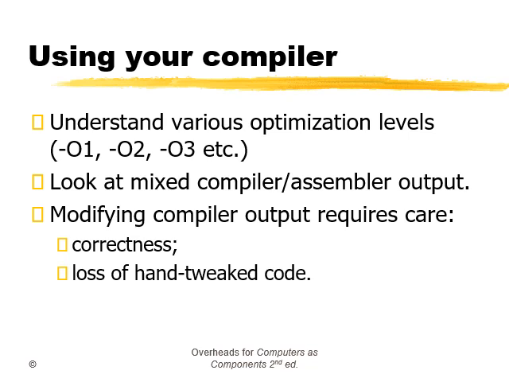We can modify compiler output, which requires correctness and a lot of hand-tweaked code. If you write your own assembly code, you must ensure that it conforms to all conventions, such as procedure linkage. If you modify the compiler output, you should be sure that you have the algorithm right before you start writing code, so that you don't have to edit it repeatedly.